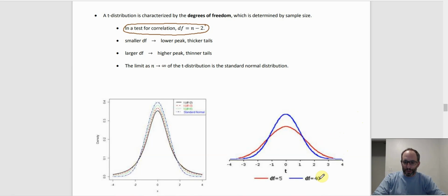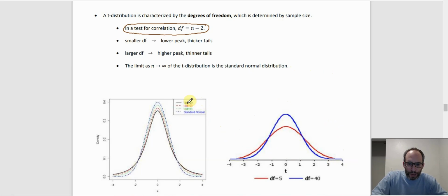And then for the blue one, where it's 40 degrees of freedom, the tails are thinner, right? Because the blue tail is underneath the red tail on both sides. But then the peak would be taller because, again, area under the curve always has to be 1. And then if your degrees of freedom just keeps increasing and increasing, eventually what you get looks like a standard normal. And that's the idea in the picture on the left.